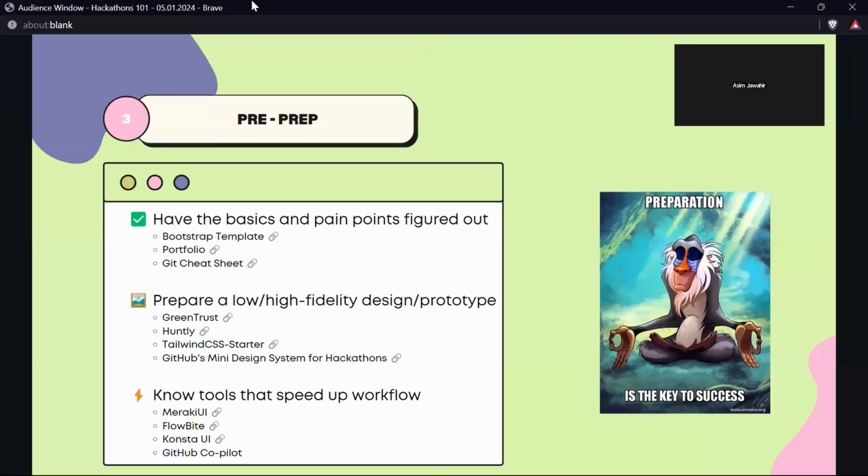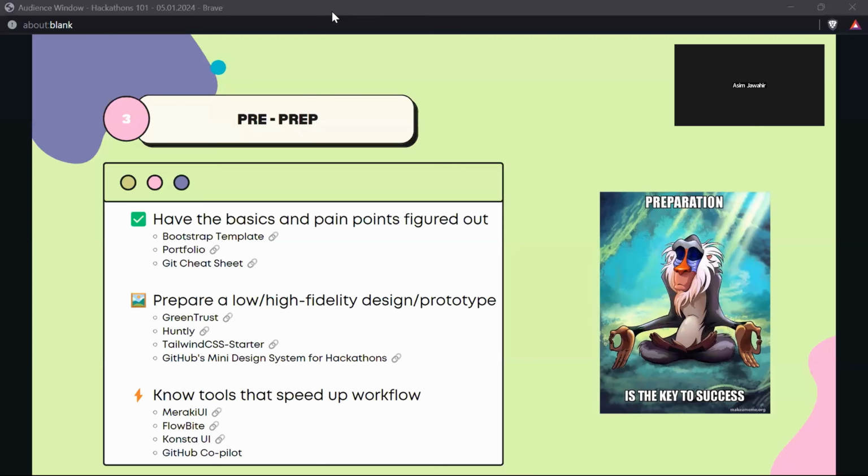I think one of them is V0 by Vercel. So using some tools, I mean, such tools can also help speed up your coding process quite a bit. They also mentioned GitHub Copilot, ChatGPT, which are a few of the tools that you could use to boost your productivity. Anything that can help you save time is a huge plus when you're working in a hackathon.